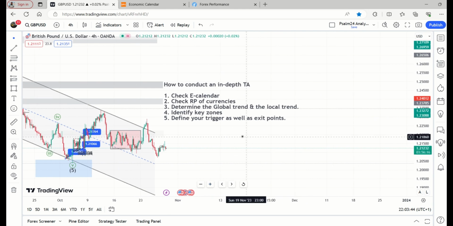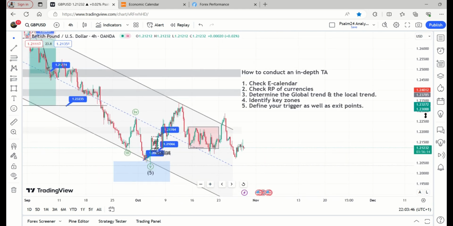Then the next thing is to now identify key zones. To identify key zones, there are some technical analysis tools that you can use, depending on the ones that you are okay with. There is support and resistance levels. The trend line can also help you to identify key zones. Chart patterns, like for us, we use a combination of all.